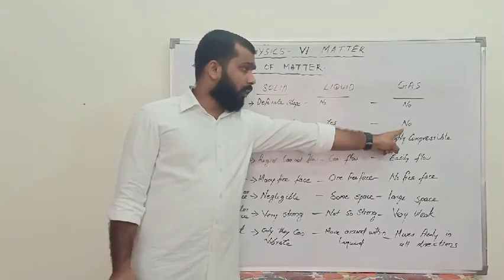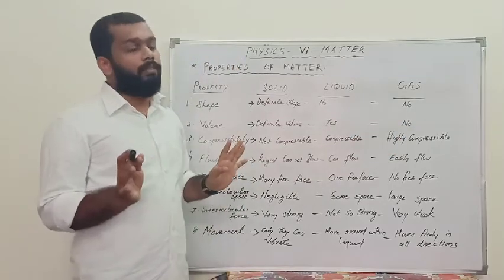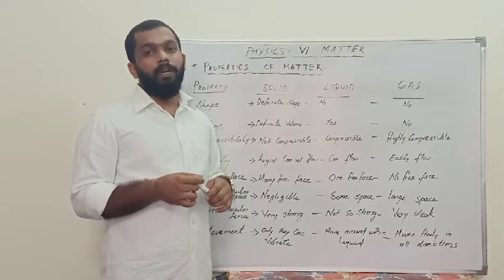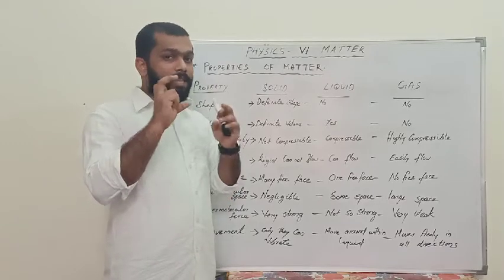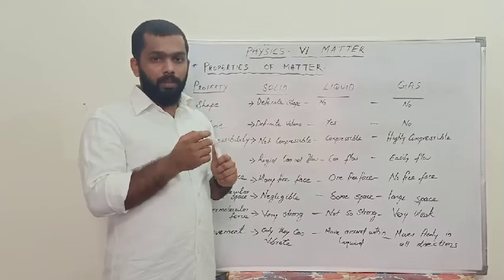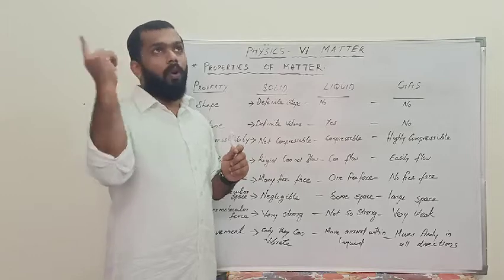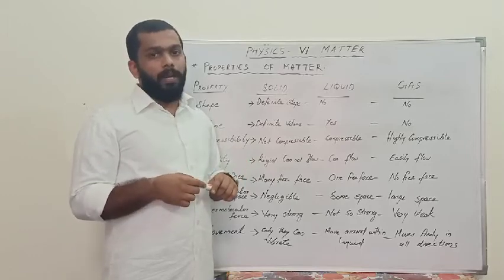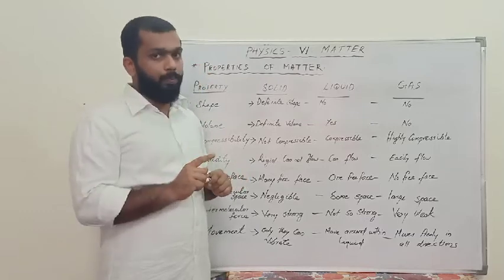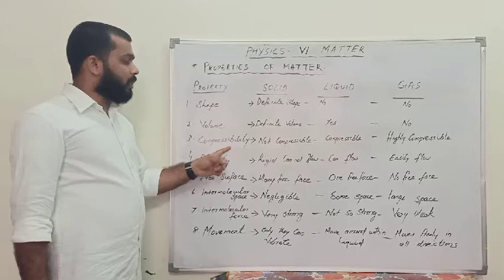Then in the case of gases, the gases do not have any definite volume. When the spray is inside the spray bottle, the volume of the gas is the volume of that bottle. But if you press the bottle, the gas will come out and spread over the room. At that time, the volume will be the volume of the room. Got it now?